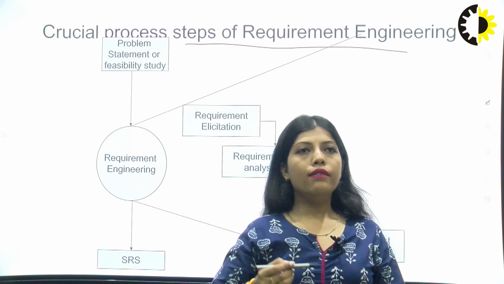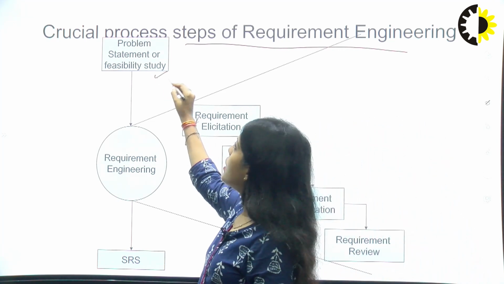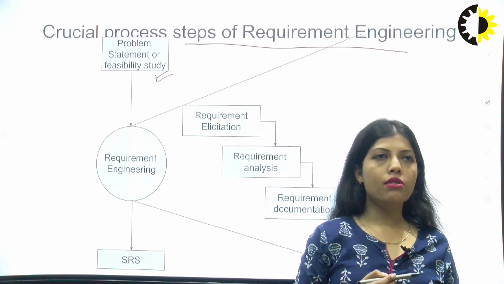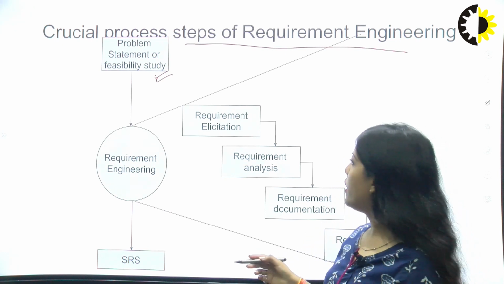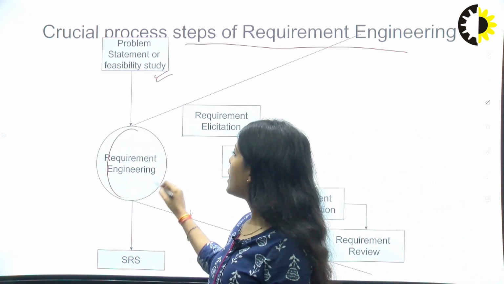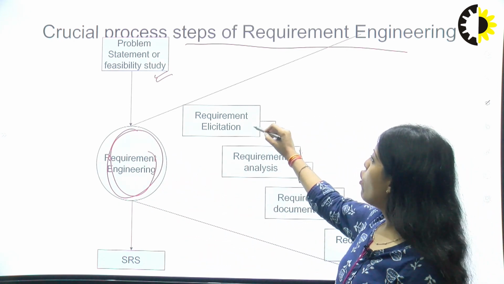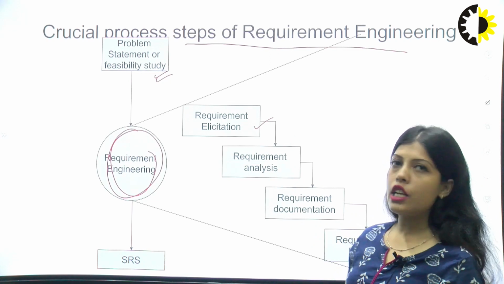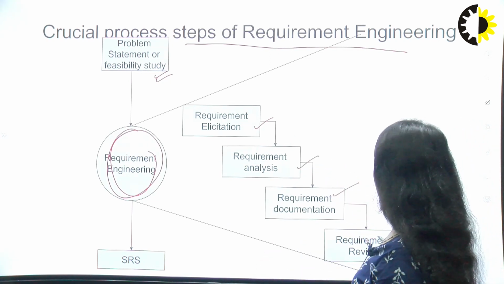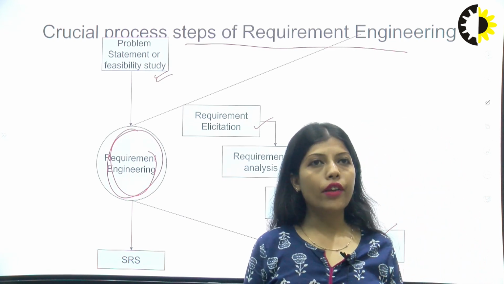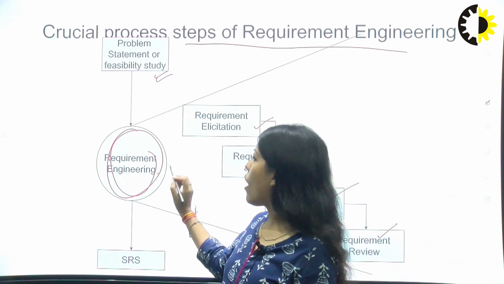First we have the problem statement or feasibility study. In this, we check the problem statement, like what problem the customer has. After that, we have the requirement engineering phase. In this phase, we have 4 activities. First is requirement elicitation, second is requirement analysis, third is requirement documentation, and fourth is requirement review. All these activities come under requirement engineering.